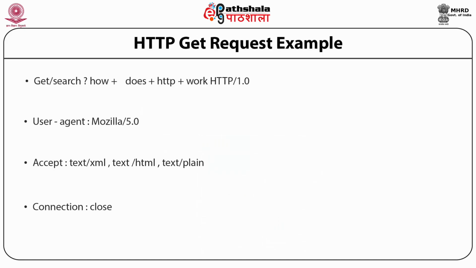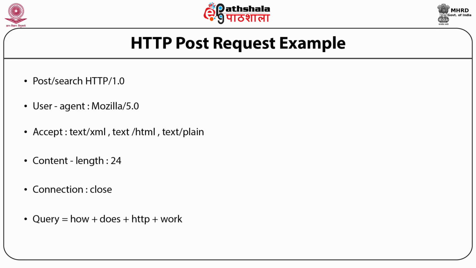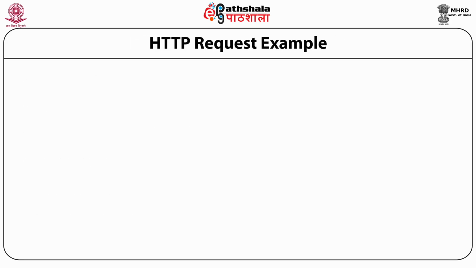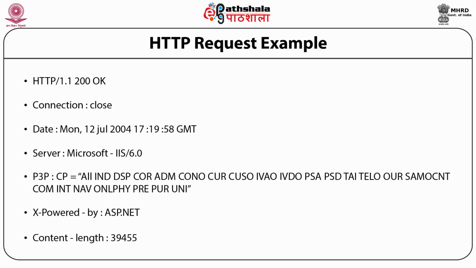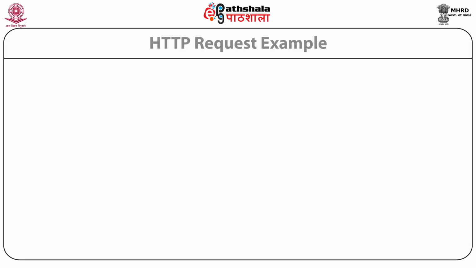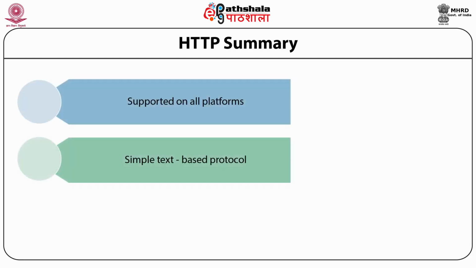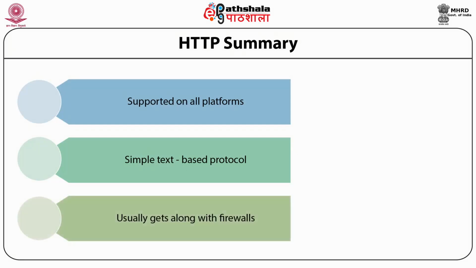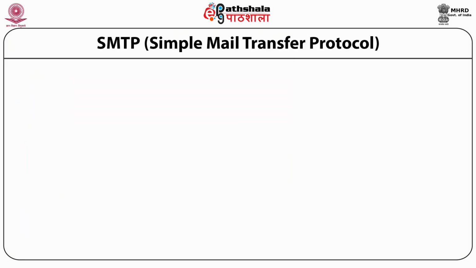And this is a GET request example. When you search, you put a question mark, and this is how all these things can be given. As I mentioned, these are pure simple text messages. This is a POST request example. HTTP response examples, what it returns. If it is okay, it gives OK, then connection close, date and time, then which browser is requesting. All this can be obtained. In summary, it supports all platforms. It is a simple text-based protocol and usually gets along with firewalls.